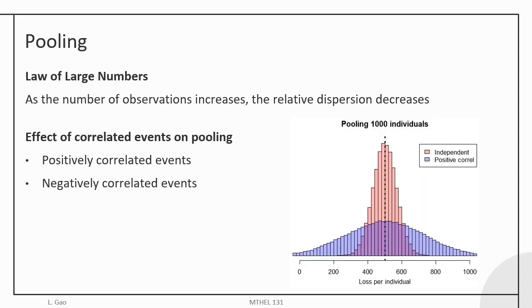When positive correlation exists, right, random variables kind of moving in similar directions, it basically reduces the effect of pooling. It doesn't necessarily eliminate the effect unless these are perfectly positively correlated events where every single time one loss happens, the other loss happens as well, right? If that's the case, then there's no benefit to pooling. But in general, when it's not perfectly positively correlated, but there is positive correlation, then it reduces the benefit, it reduces the effect of pooling.